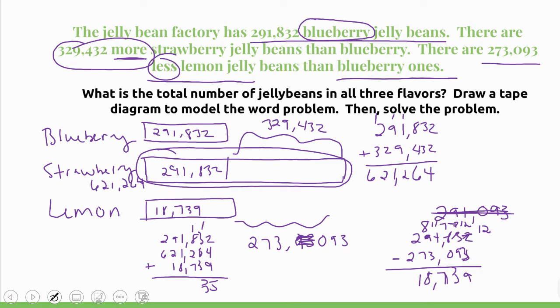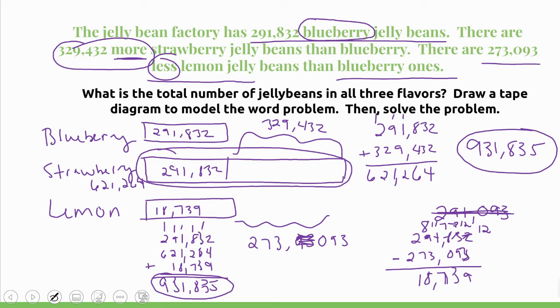Okay, 8 plus 2 gives me 10. Plus that 8 gives me 18. 1 plus 1 plus 1 plus 8 gives me 11. 1 plus 9 gives me 10. Plus that 2 plus 1 gives me 13. 1 plus 2 plus 6 gives me 9. So I have 931,835 total. I'm going to write that neater over here for you. 931,835 total jelly beans. Okay?